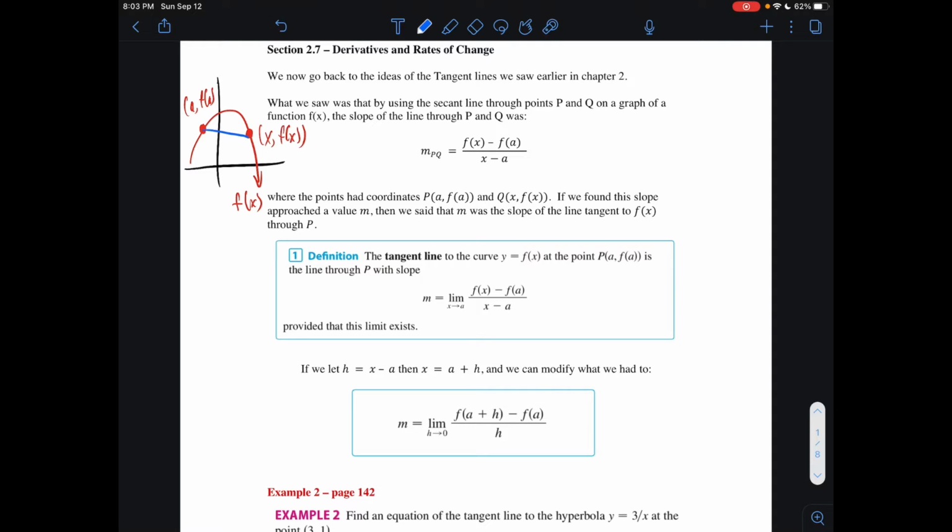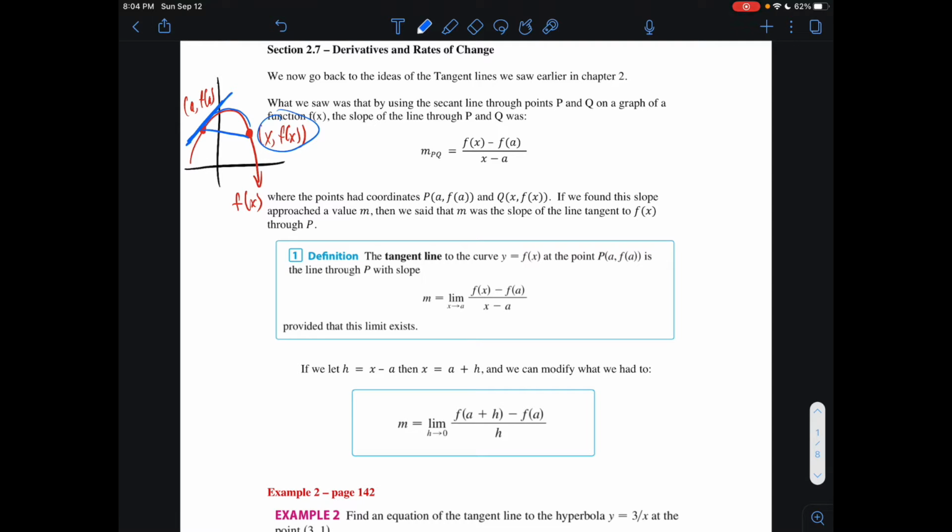And the idea, if we found that this slope approached a certain value, was that if we made our point x, f of x just get closer to a, f of a, then we are starting to approach a tangent line at the point a, f of a. So the secant line slope approaching the tangent line slope was happening as the point x, f of x was approaching a, f of a.